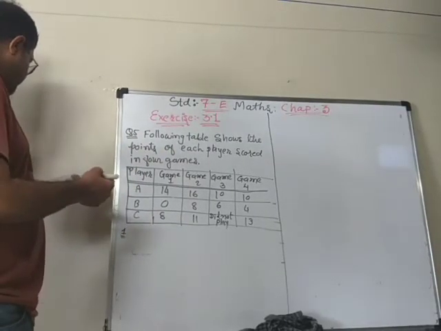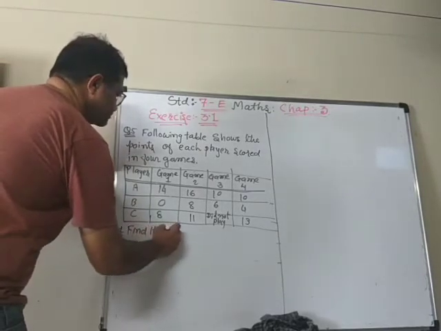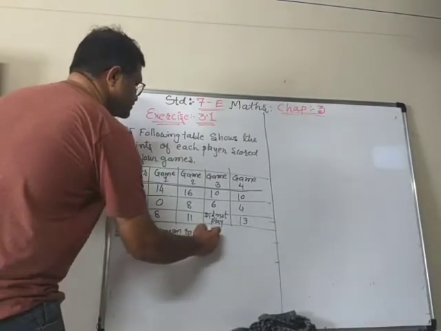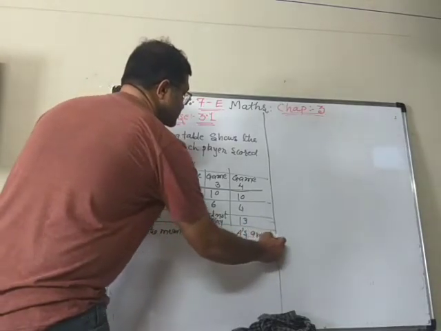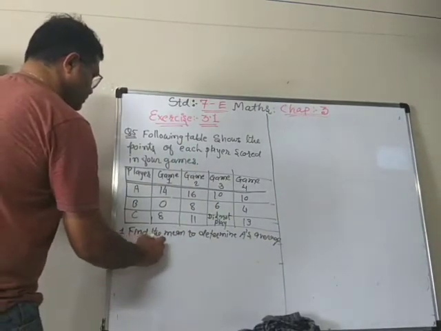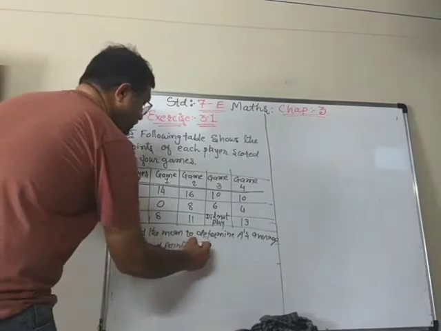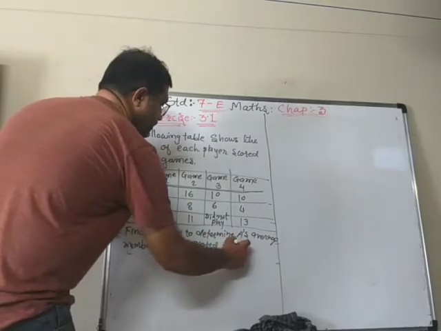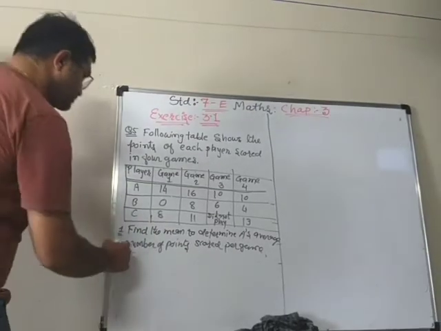First question is: find the mean. To determine A's average number of points scored per game. So now we have to find the mean of player A.